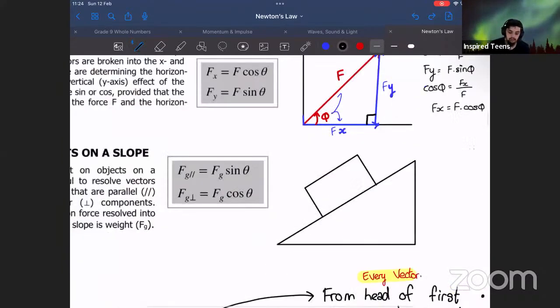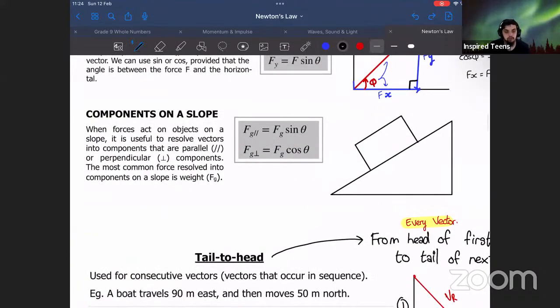Okay, let's move on. Let's talk about components on a slope. When forces act on objects on a slope, it is useful to resolve vectors into parallel or perpendicular components. The most common force resolved into components on a slope is weight, which is Fg, gravitational force, the force of gravity.